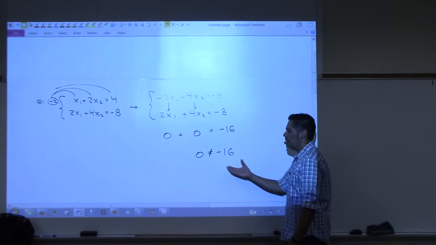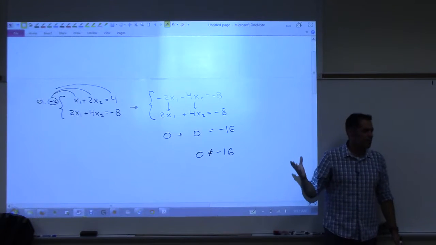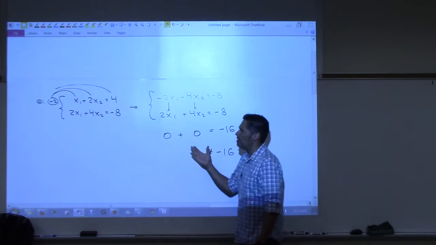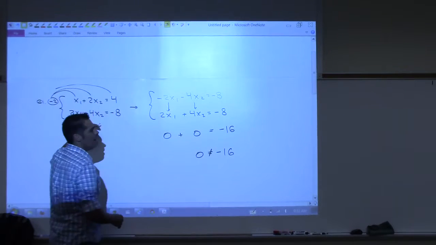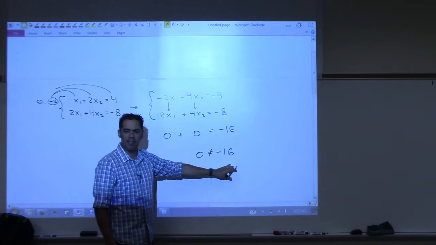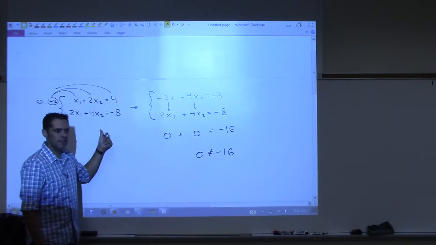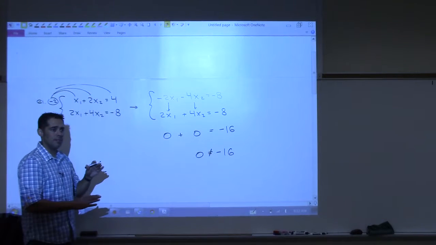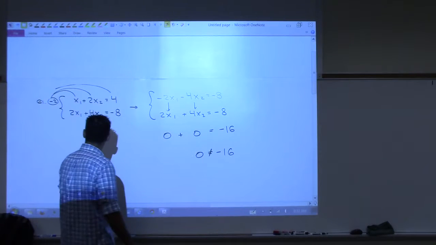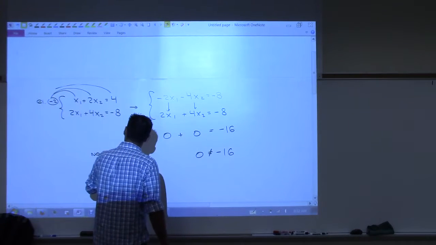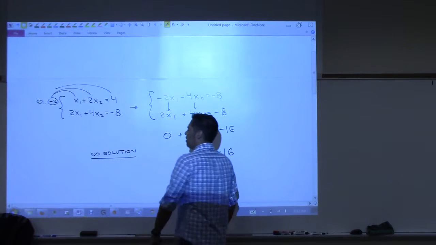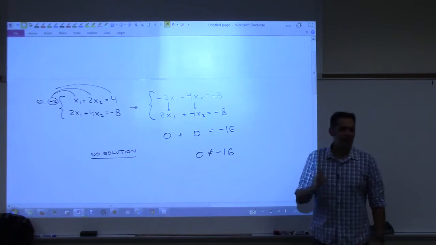So what we're getting here at the end is a statement that doesn't make any sense, right? So this means that the only way that these two lines will hit each other is if 0 can equal -16, which means they can't hit each other, right? Which means they are parallel lines. So there's no solution. No solution. These lines are parallel.